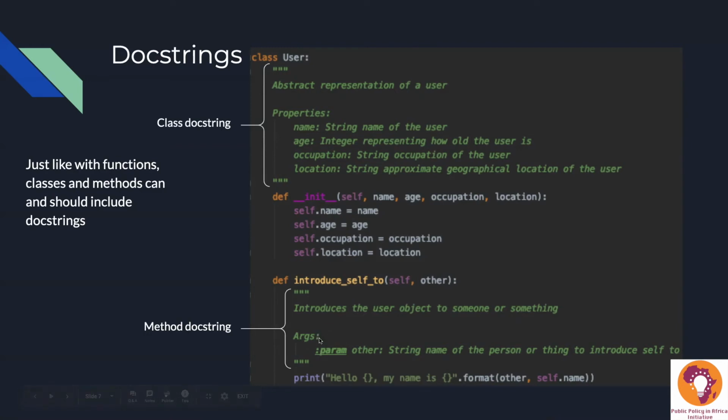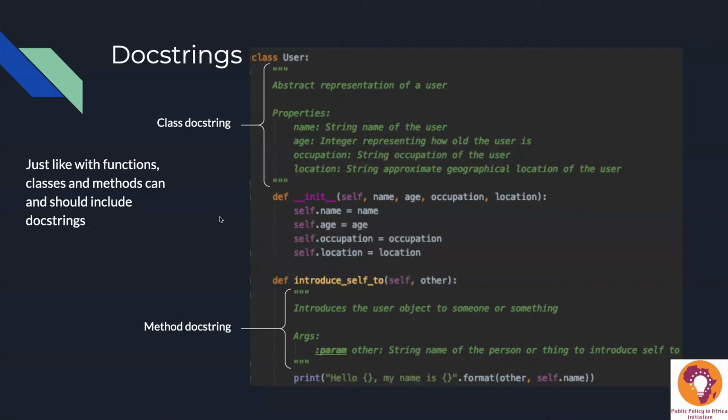So the arguments that you pass here, I call out that the args are other. There's one parameter, it's other. It's a string name of the person or thing to introduce self to. And then we see that used down in here in our function. So just like functions, we want to include docstrings on our class, and we want to include docstrings on our methods as well, so that people can easily read about what our class is and what the methods do within that class.